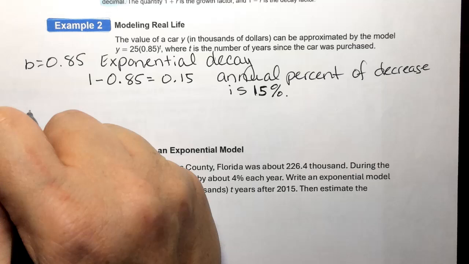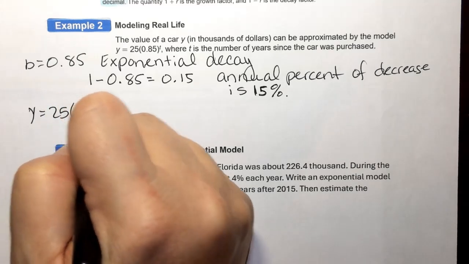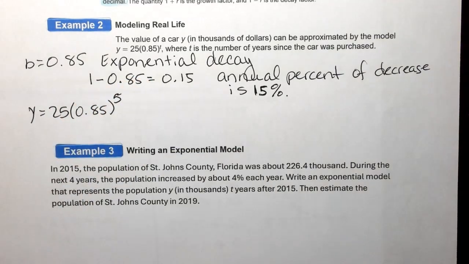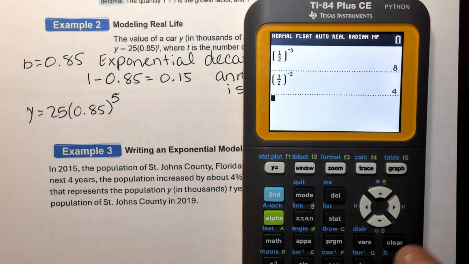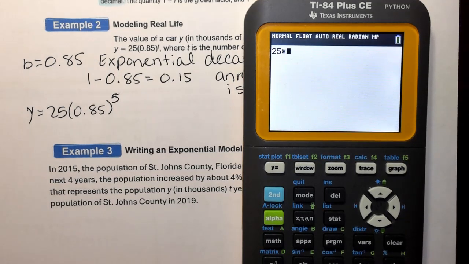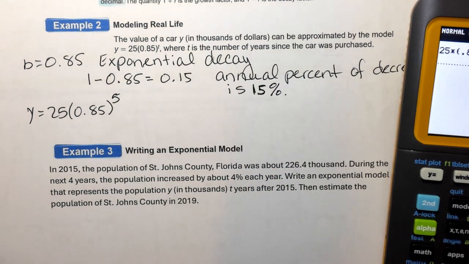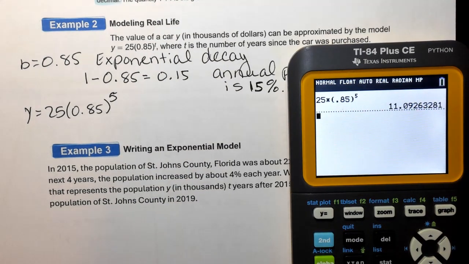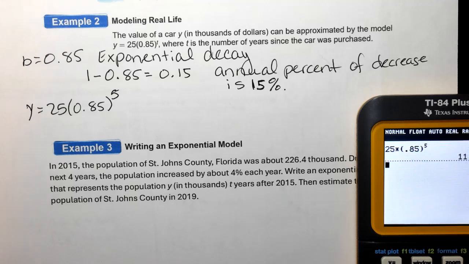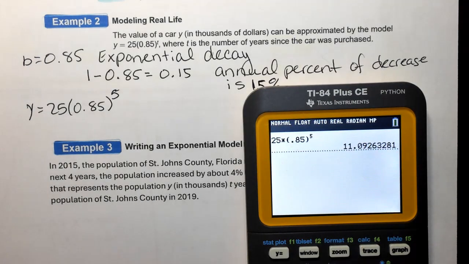So let's test y equals 25 times 0.85 to the 5th power. We're just testing that. Going to put it in our calculator, see what we get. 25 times 0.85 raised to the 5th power gives us 11.09. In thousands, that is $11,000. So after about 5 years, the car's worth $11,000.